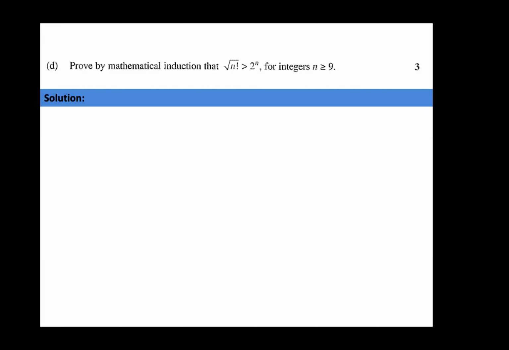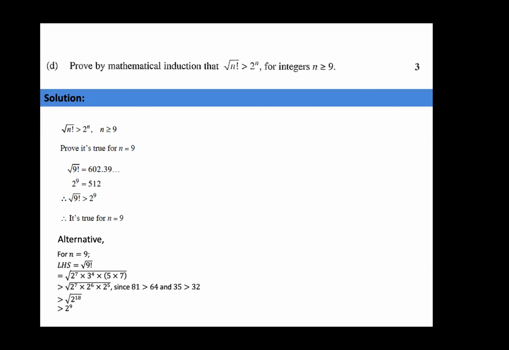Part D was an induction using inequality. For the initial case, n greater than or equal to 9, we can substitute n equals 9 and we get the square root of 9 factorial and find 2 to the power of 9. And we can show that the square root of 9 factorial is in fact greater than 2 to the power 9.